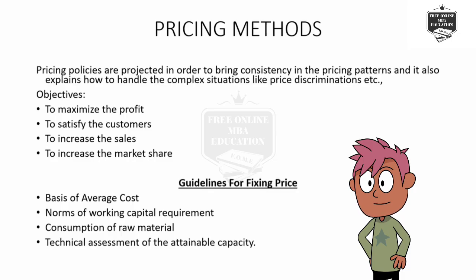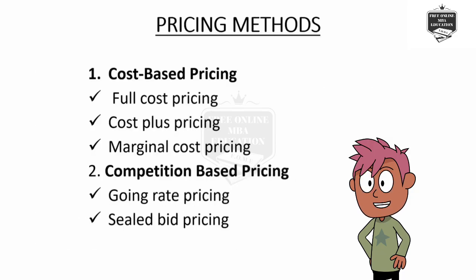The first one is based on the average cost. It is also based on the working capital requirement, the consumption of the raw material, and the technical assessments of the attainable capacity. Next, pricing methods. Here we have four different pricing methods: cost-based pricing method, competition-based pricing method, demand-based pricing method, and strategy-based pricing method.